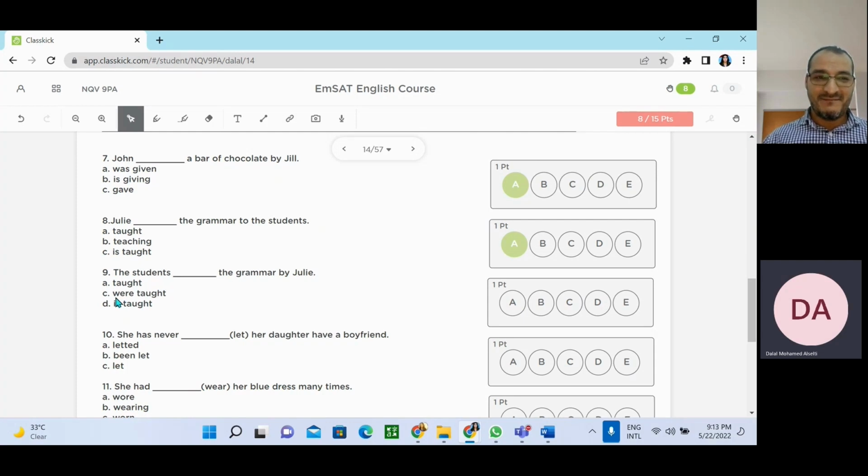It's because it's plural. Here "is taught" would mean one student. What if we say A, the students taught the grammar? It doesn't make sense if we say "by Julie". We can say the students taught the grammar to Julie if we have "to". Even though students could have the role of a teacher, maybe, there is no "to". We have only "by Julie". Julie is the subject, not the receiver of the action.